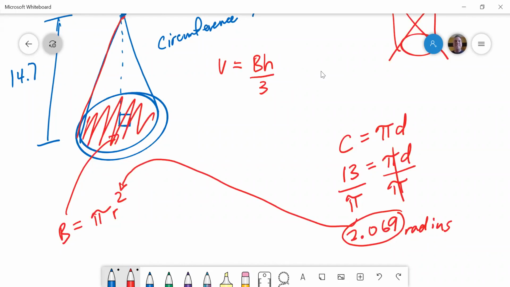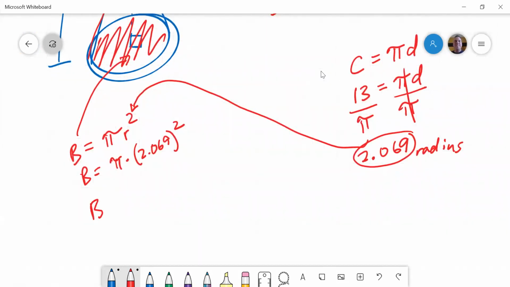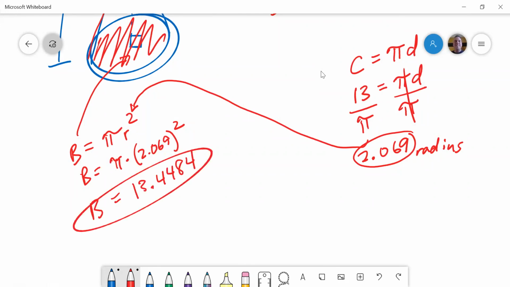Radius, I'm going to plug it in here so I can figure out what the base area is. So base area equals pi times 2.069 squared. So take that 2.069, let's square it, and then let's multiply it by pi, and you should be getting a base area of, it's a long decimal, so just round it after 4 places, 13.4484.